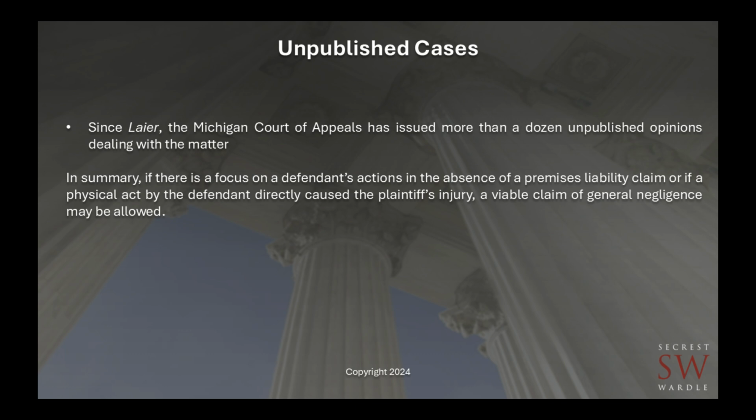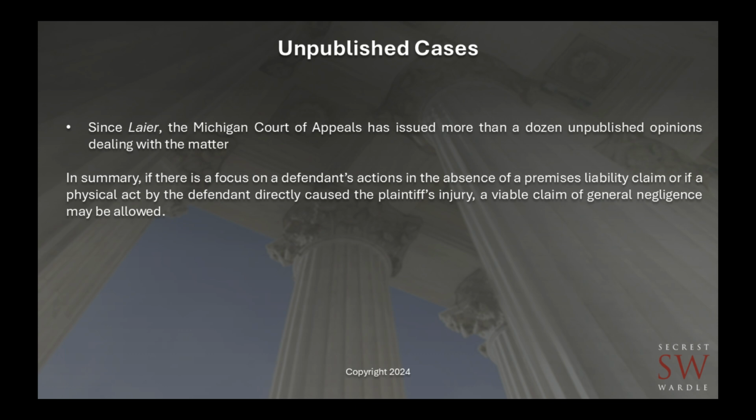Now, since Lair versus Kitchen, the Court of Appeals has issued dozens of unpublished opinions dealing with this subject matter, and some provide helpful guidance. Now, spatial limitations in this podcast do not allow for discussion of the body of the unpublished case law, but there is a chart authored by the Michigan Bar Journal that depicts these cases very well. And we'll go through a few of those cases.